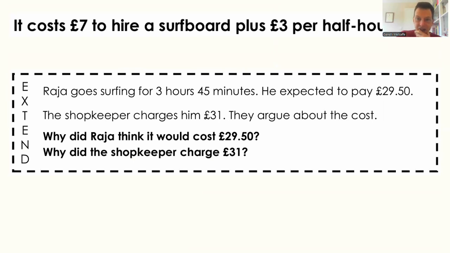The original question, again an IC problem-solving example, is: it costs £7 to hire a surfboard plus £3 per half hour used. In the extend, we've seen children very outraged about this. If Raj goes surfing for 3 hours and 45 minutes and he pays by the minute, it would have cost him £29.50. But that shopkeeper charges him for a whole half hour for that final piece of 15 minutes. So they argue about the cost. Children identify, well, it should cost £29.50, but it actually costs £31. How can that discrepancy exist?